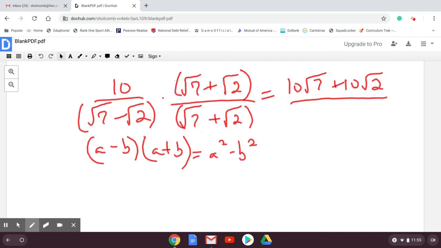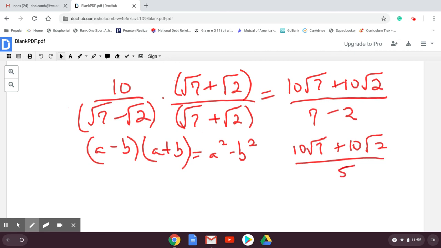So what's our a term? The a term is the square root of 7. What's the square root of 7 squared? It's just 7. That's why we're doing this. And then what's the b term? Square root of 2. What's the square root of 2 squared? It's just 2. And in a difference of squares, what always goes in between them? A minus. So we end up with 10 radical 7 plus 10 radical 2 divided by 5.